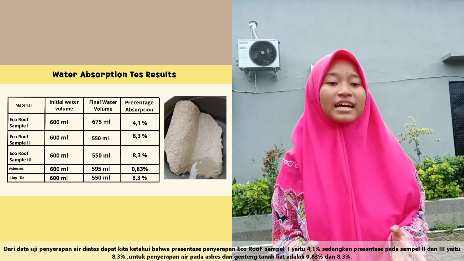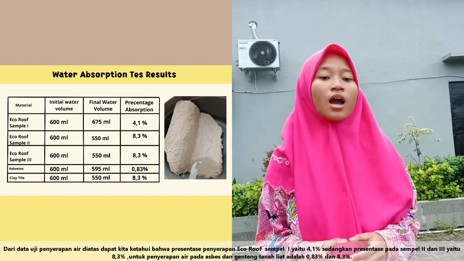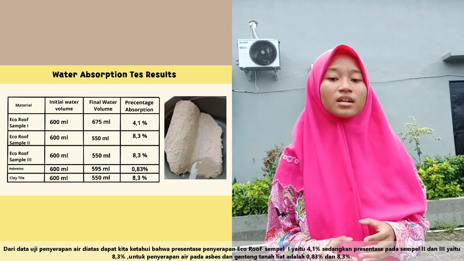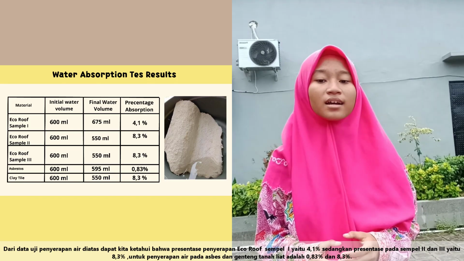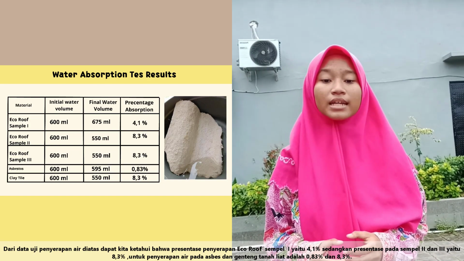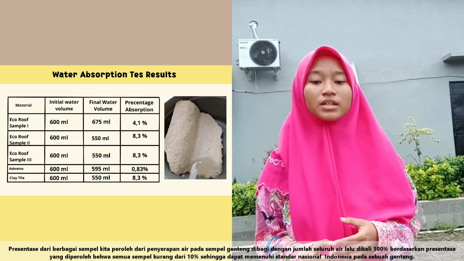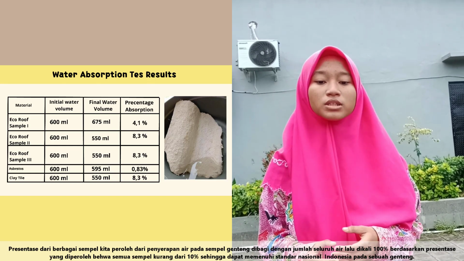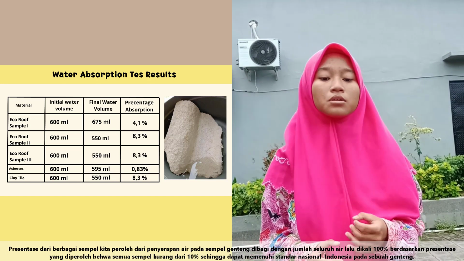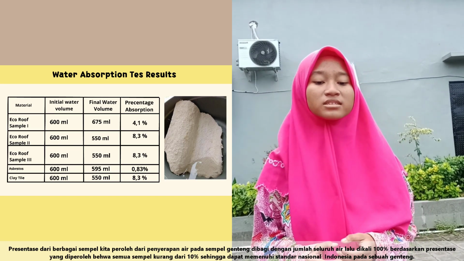From the water absorption test data above, we can see that the percentage of absorption of Ecoroom sample 1 is 4.1%. The percentage in samples 2 and 3 is 8.3%. For water absorption of asbestos and clay tile are 0.83% and 8.3%. We get the percentage of the sample's water absorption by dividing the water absorbed by the tile sample by the total amount of water, multiplied by 100%. As the percentages obtained for all samples are less than 10%, they meet the Indonesian national standard for roof tile.